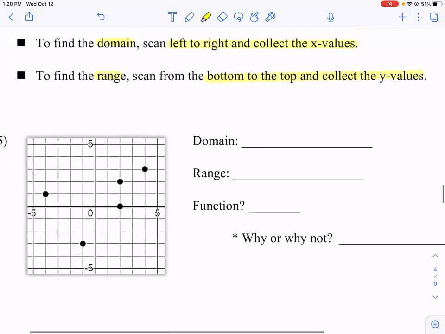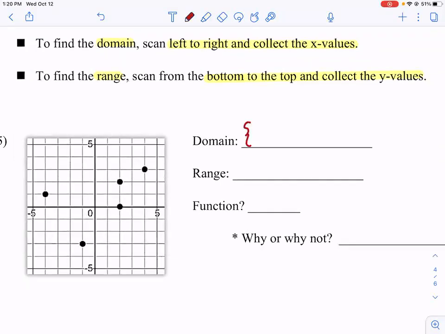So when we are looking at our domain, we are scanning from left to right. Here's the left, and I'm going to go to the right. Tell me when we see one. I see one. What's the x value? -4. Okay, my next x value? -1. My next x value is 2, and my next x value is 4.